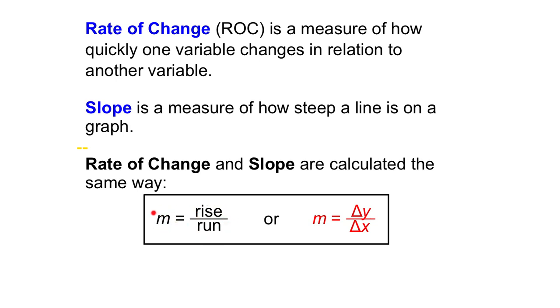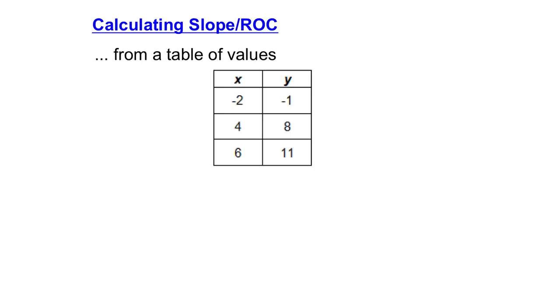We use the symbol m for the slope. Slope is equal to rise over run, or we can think of rise as the change in y and run is the change in x. This is my preferred way of writing the equation for finding the slope of a line. And we can calculate slope, or the rate of change, from a table of values. Remember, slope is equal to the change in y divided by the change in x.